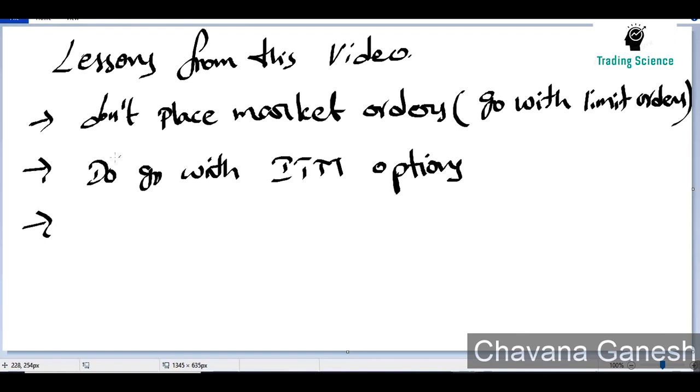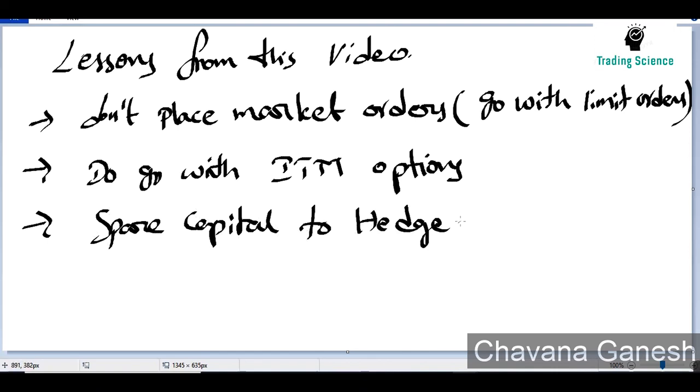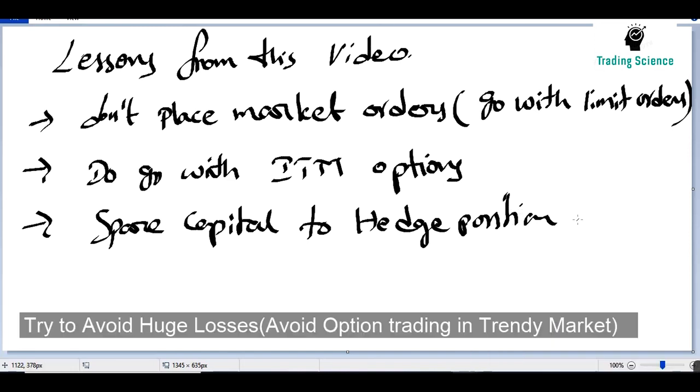The third one is you should have spare capital to hedge your position. Suppose you are going for short selling and you need more margin. If you use all your capital, when the market goes in reverse you need to hedge your position, and for that you need extra margin. So if you don't have extra margin, try to avoid option trading.